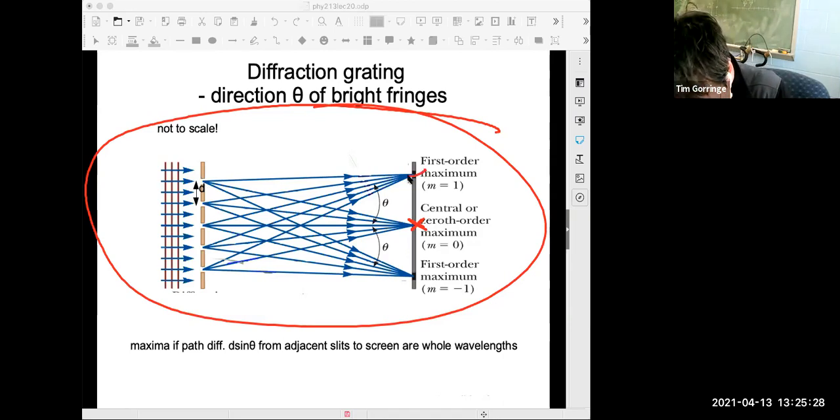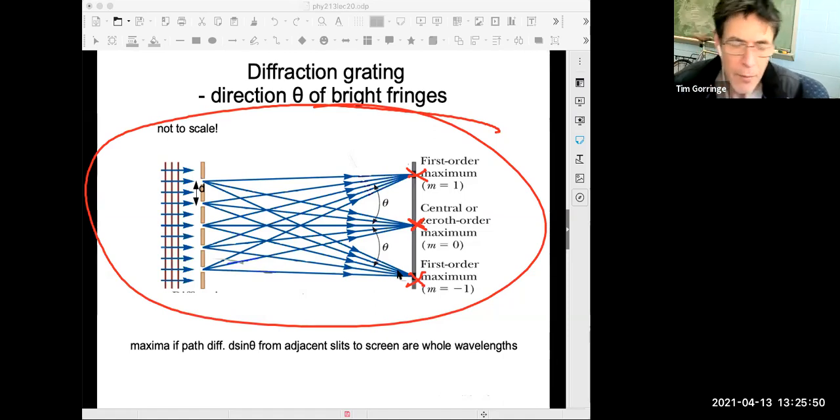There's a first order maximum upstairs here and downstairs here that we label with M +1 and -1. Now, what's happening in those cases? In those cases, light from the different slits is traveling extra distances depending on what slit. And downstairs here, light from the different slits is traveling extra distances from the different slits. But those extra distances are always whole wavelengths.